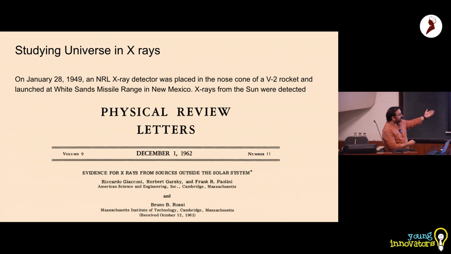So they finally said that there is evidence for X-rays from sources outside the solar system. So this is 1962, the very first time we realized that the universe was actually giving us a lot of information in X-rays, which we could not even see ourselves. And the 60s was in general a very eventful period, and I'll keep coming back to it, even for radio.